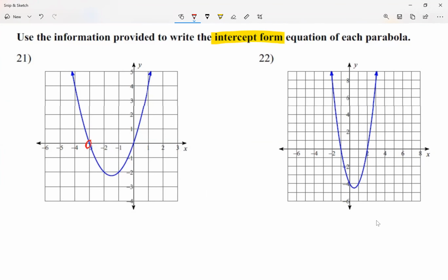I'm crossing the x-axis at -3, and I'm crossing the x-axis at 0. So I know most of my answer. For intercept form, we saw those last week. It goes in the form y equals a, the aperture, right? The aperture in this case is a positive number because it opens up. Now for intercept form, I'm going to have two parentheses.